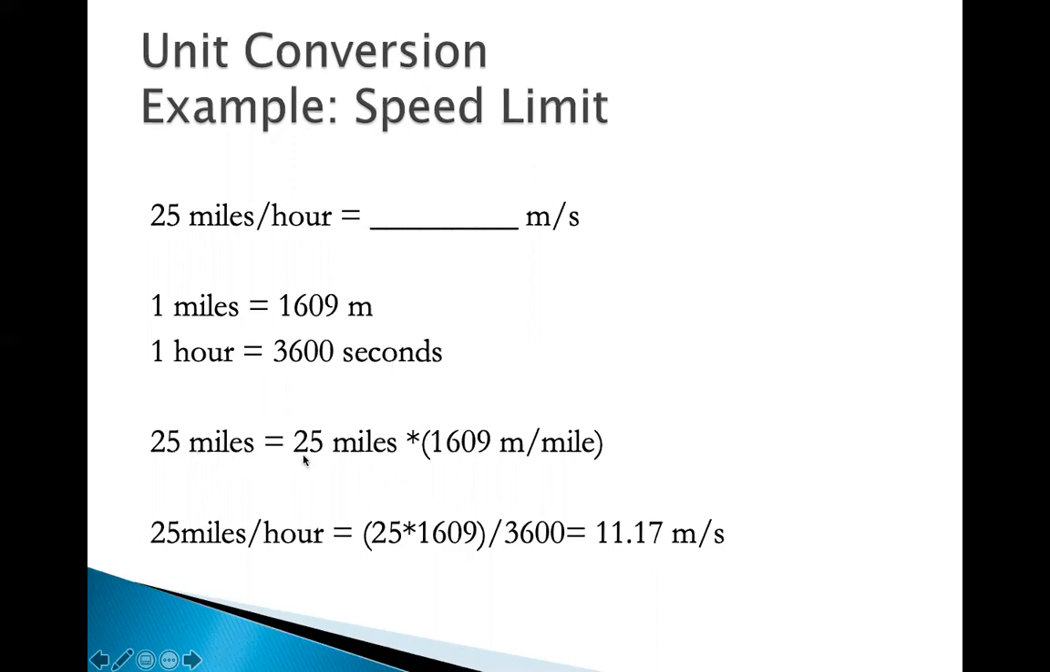25 miles equals what? So this is how you do the unit conversion. 25 miles, then how many meters per mile? Then you convert from miles to meters. Okay, 25 miles per hour. First is the 25 miles divided by the hours. 25 miles is this many meters divided by this many seconds. So the result is 11.17 meters per second. So this is an example of unit conversion.